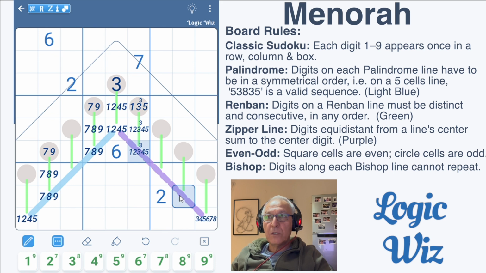The same logic goes here. 1 cannot be here because if 1 is here, 2 would need to be here, and it cannot. So we can start from 3 again. 3, 4, 5, 6, 7, 8.